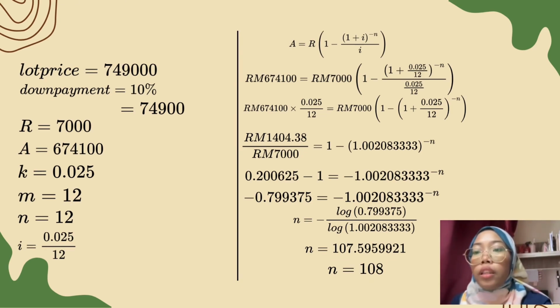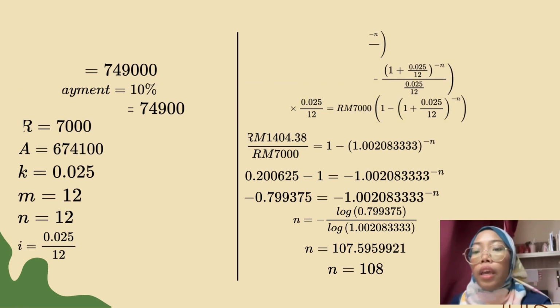And we got negative 0.799375 equals negative 1.002083333 to the power of negative N. So we use log to find the N. N equals negative log bracket 0.799375 bracket divided by log bracket 1.002083333 bracket, and we got N equals 107.5959921, and the answer is N equals 108.